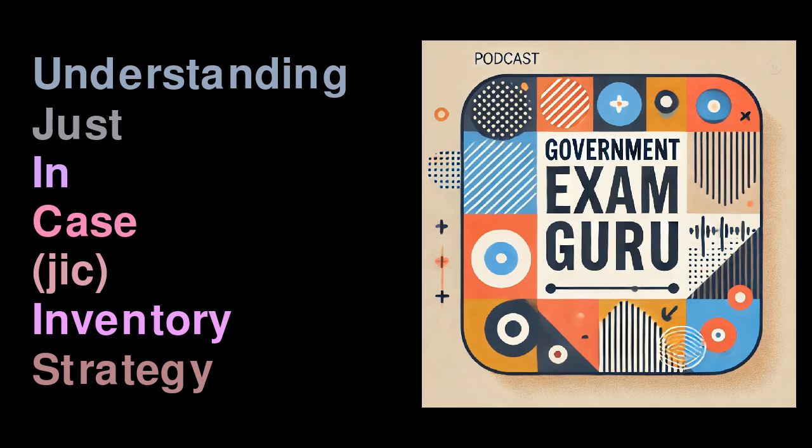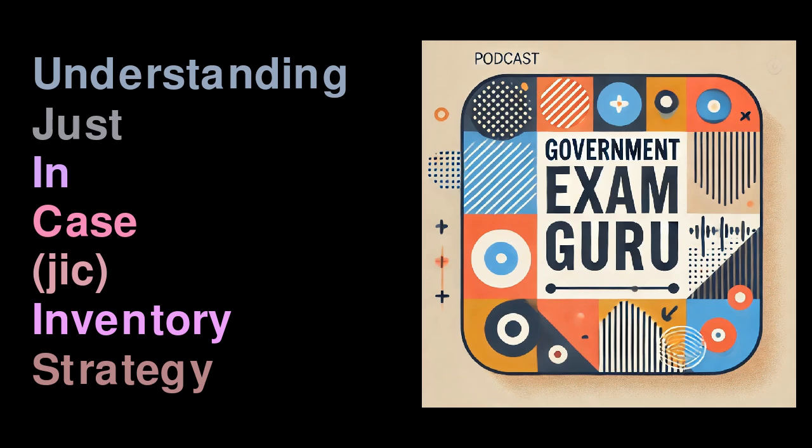Cost trade-offs. While JIC can effectively reduce lost sales, it comes with increased inventory holding costs. These include expenses related to storage, insurance, and potentially wasted inventory if items do not sell.